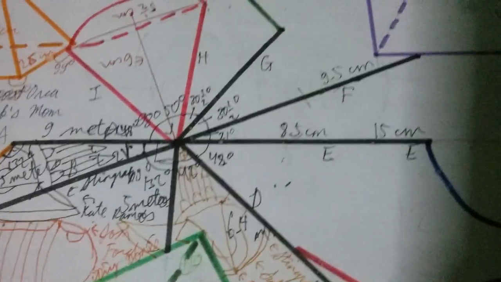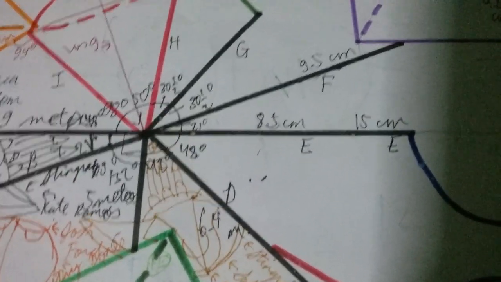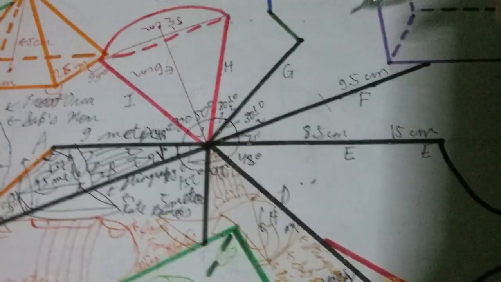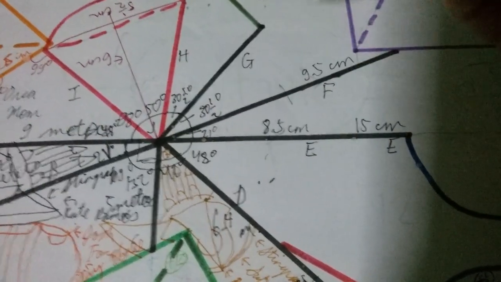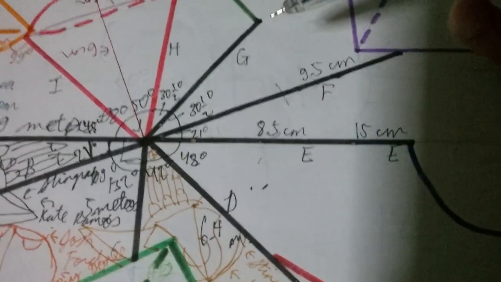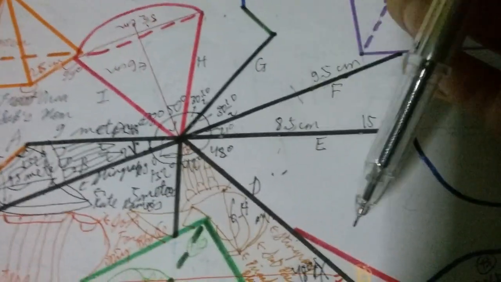Now what about DJF? Very easy. Just add the 48 and the 21 degrees. That's easy. It's just 69 degrees, okay? You got it. Next, DJG. Plus the 30 and a half. What's 69 plus 30 and a half? That's 99.5, right? We're almost done.